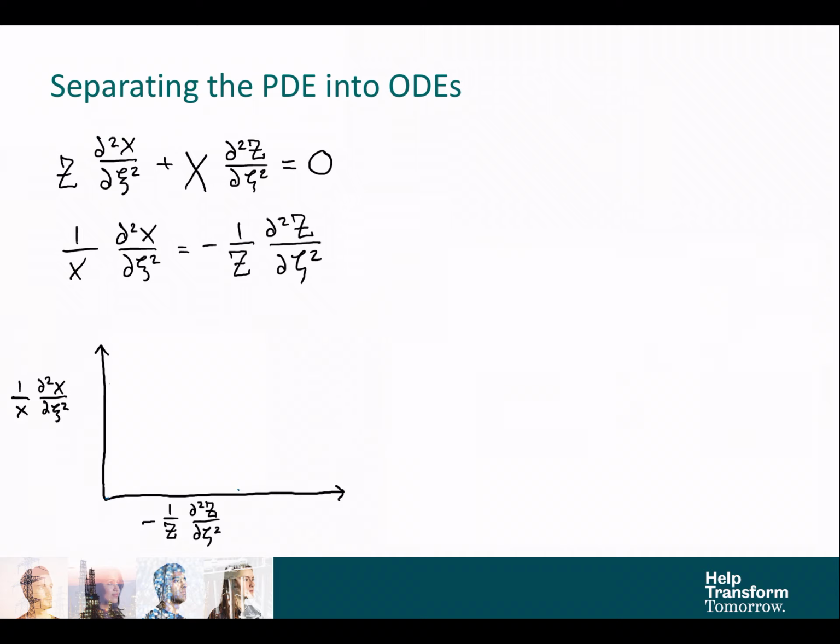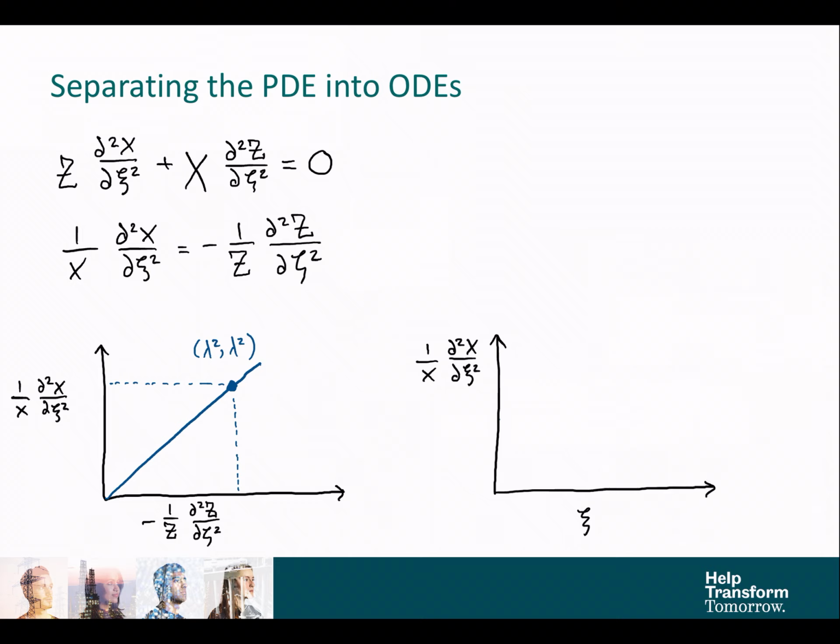We'll just take a graphical look at this. The left-hand side is on the ordinate, the right-hand side is on the abscissa, and because the solution sets these two equal, the solution is going to be somewhere along this one-to-one line. I'm going to focus on an arbitrary point on this line, and we'll call it value lambda squared. Why did I choose lambda squared? Yeah, we'll get there.